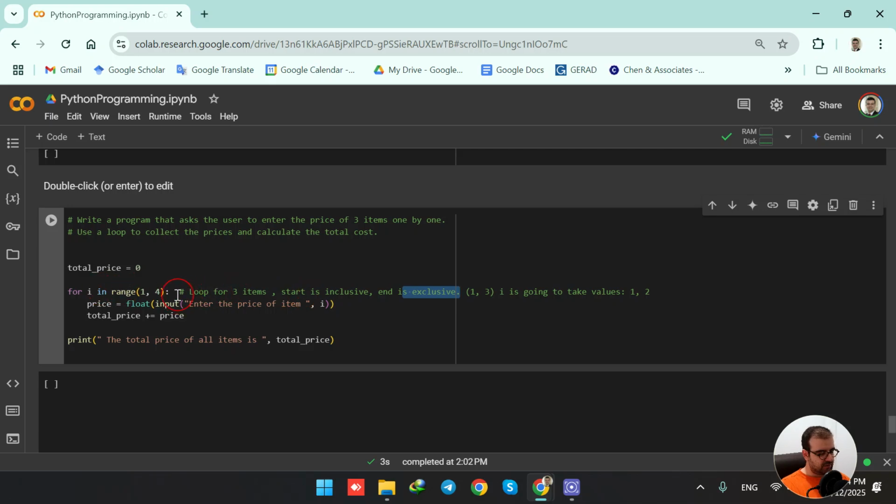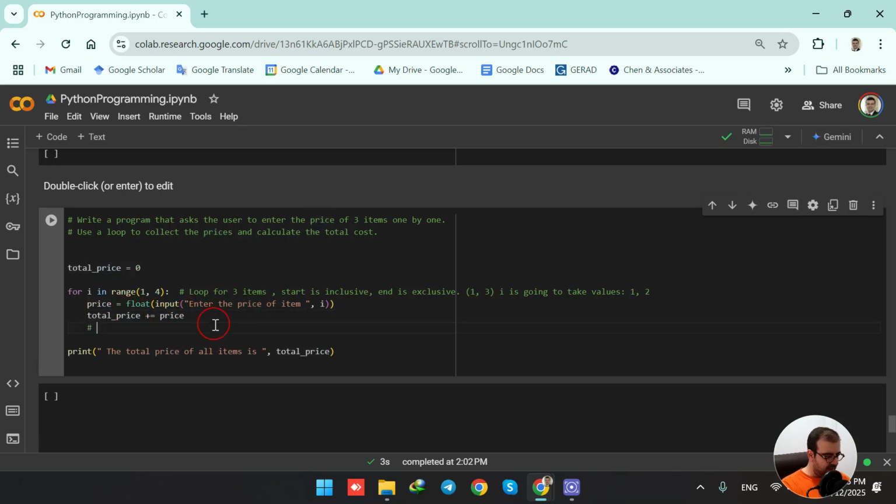Therefore, if we want to ask for 3 items, we need to use the range of 1 to 4. So for any i in the range 1 to 4, we are going to show the user a message saying enter the price of item 1, for example, item 2 and item 3. Whatever the user enters is converted to float and assigned to the price variable, and the price variable is added to the total price.